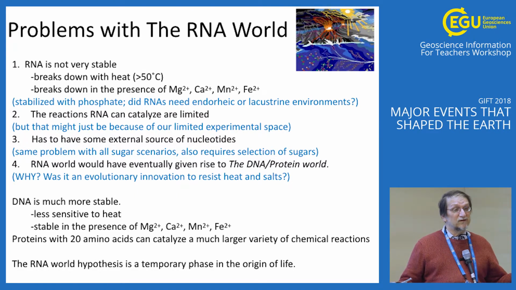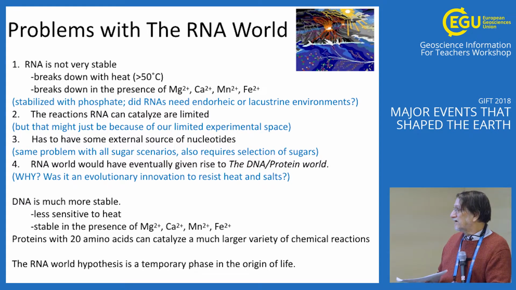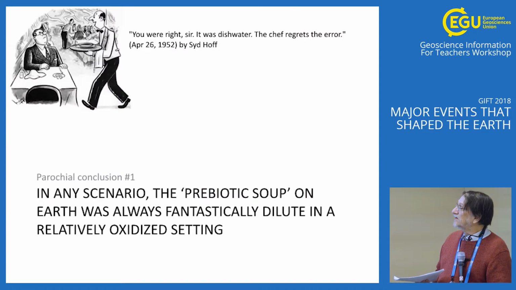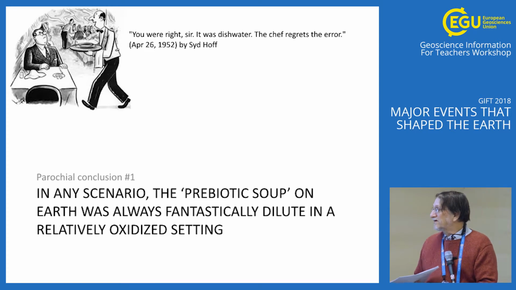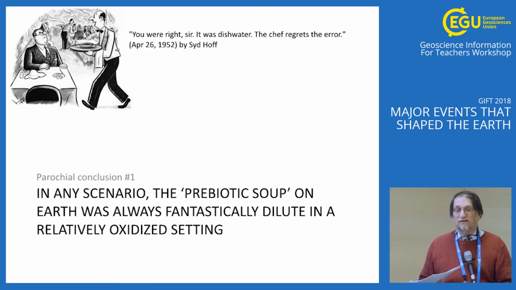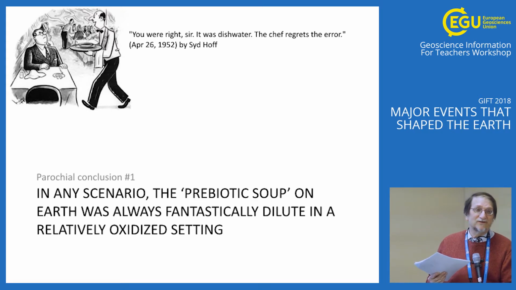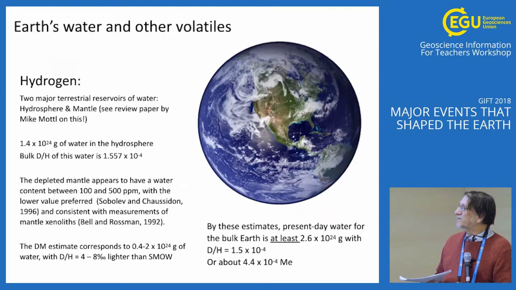Why didn't they take over on the Earth? But it's about 20, and they're all L amino acids. The RNA world hypothesis was a temporary phase in the conditions for the origins of life. So, as far as soup, you know, prebiotic soup on Earth was always a fantastically dilute solution. The joke he has put in here, it says, yes, you're right, it was dishwater, so it's not really a real good soup.